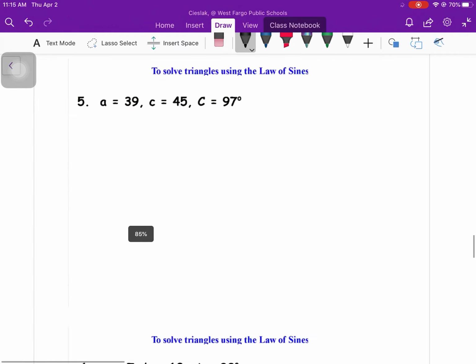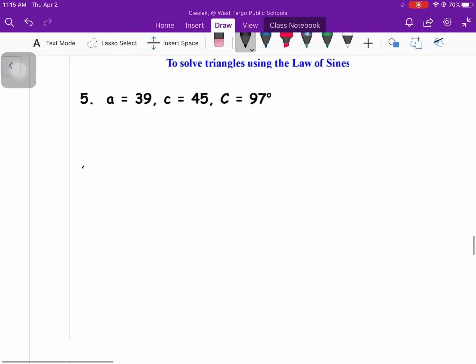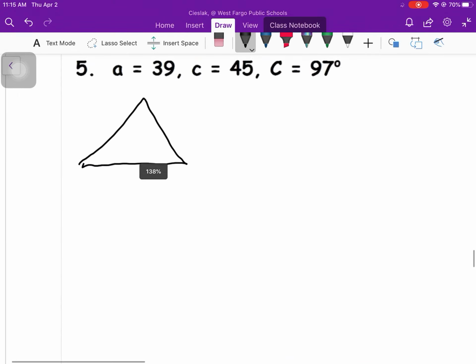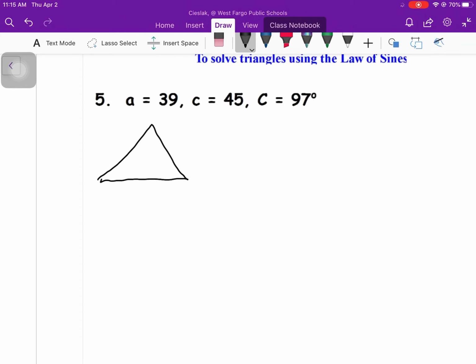How many more examples do I have here? 5 and 6. Okay, if you guys would like, go ahead and try the next couple on your own. If not, you can just continue following along here.